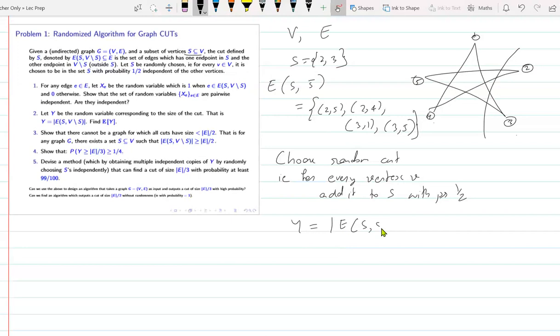So how do you find the expected value of y? That is the question. Is the question clear? You have a randomized algorithm for finding a cut. For every vertex you toss a coin and decide whether to add it to the set S. And y is basically the size of this random cut. It's a random variable. How do you find the expected value of y? Any ideas?